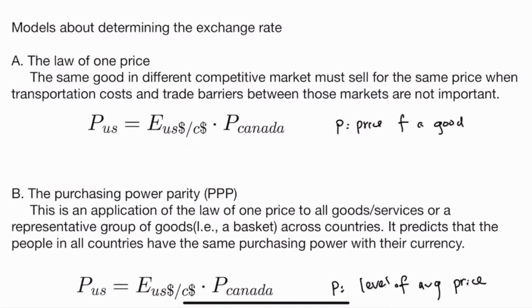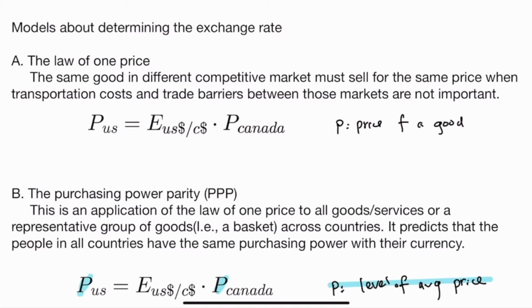Here, the exchange rate is how many units of US dollar you are going to get per unit of the Canadian dollar. Then under this example, you will see that the price here refers to the level of the average price. On the left-hand side of the equation is the level of the average price in the US, and on the right-hand side is the level of the average price for Canada.